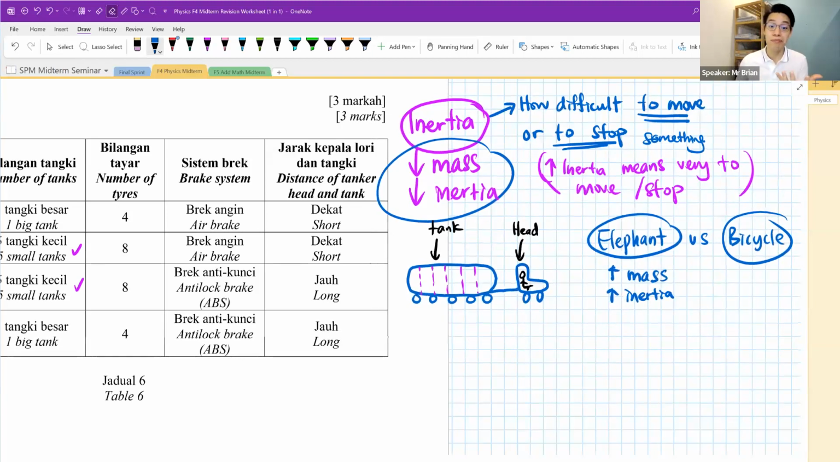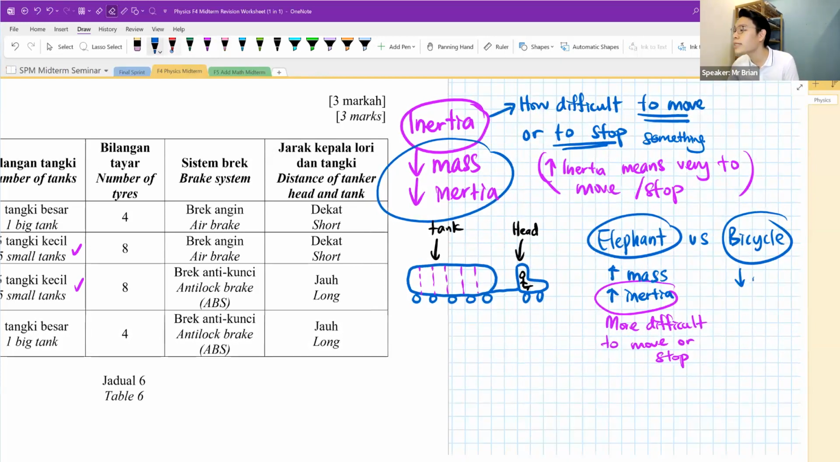But what does that mean? What does that mean? Bigger inertia means more difficult for me to move or stop. Okay, bicycle has smaller mass, smaller inertia.